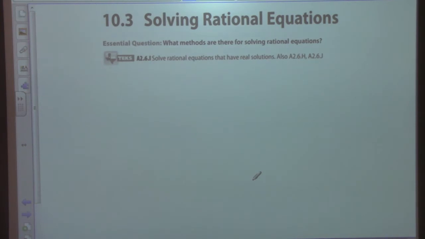We're going to be starting today on section 10.3, which is solving rational equations. The essential question at the top: what methods are there for solving rational equations? There are two main methods we will talk about, and have applied in some way to the other types of equations we've solved. So I give it over to the audience: what do you think these methods might be?